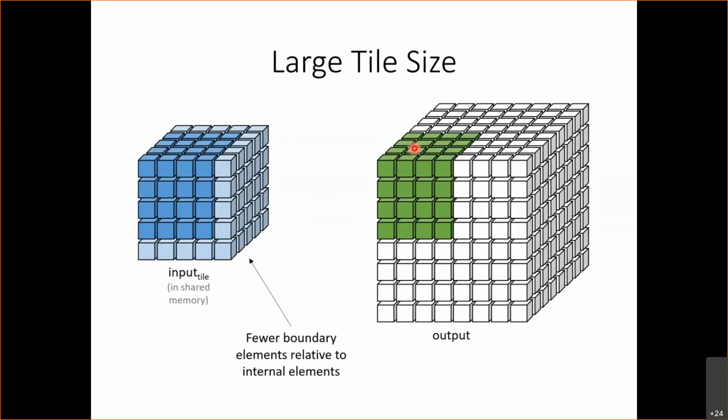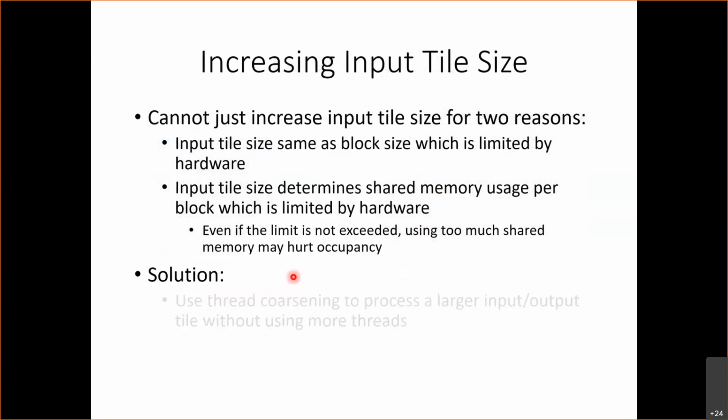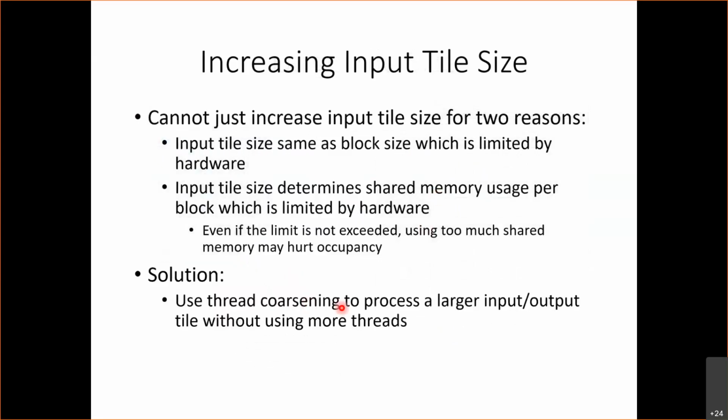Thread coarsening, right, exactly. A rectangle with the same number of output elements is not really going to make a huge difference. But the idea is that we can use thread coarsening. So the solution is to use thread coarsening so that we can process a larger output tile without using more threads. And remember, we said thread coarsening is applied when there's a price of parallelization.